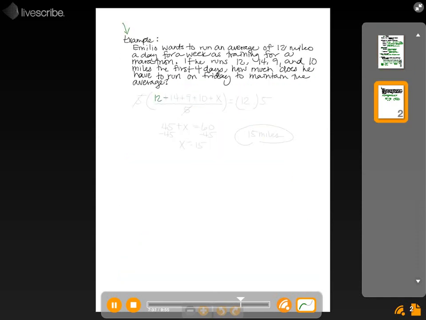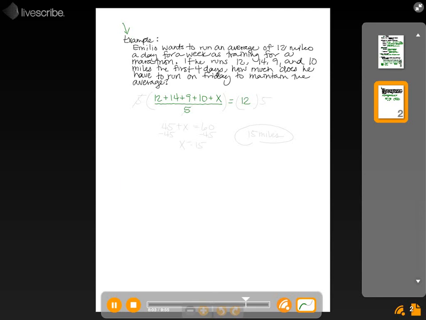He starts with 12, runs 14, 9, 10. We don't know what that last day is, so we're going to put an x there for it. And there are 5 days, 5 values, so we're going to divide that by 5. That would give us the average of our 5 days, and it tells us that our average should be 12. That's the average he wants to run. Now we have an algebra problem.